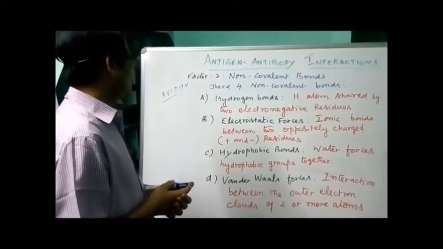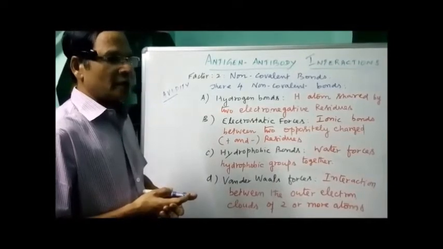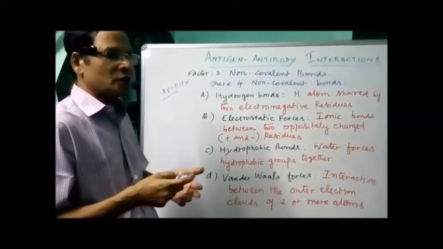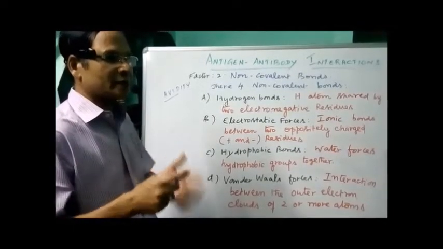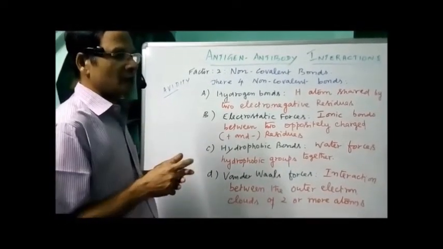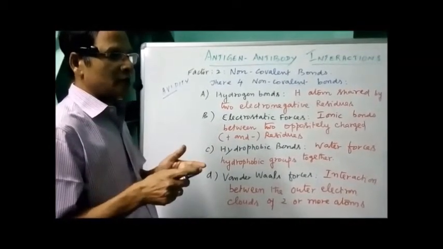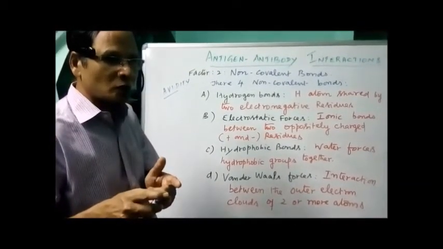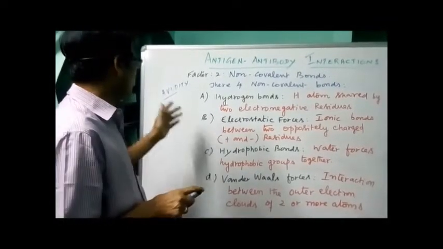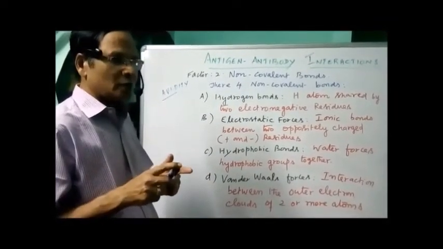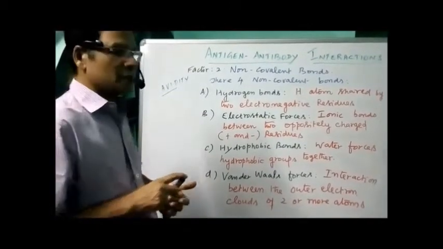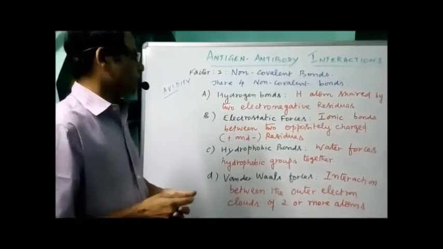For example, if you are taking IgM, this IgM has 10 antigen binding sites through which a single antibody reacts with many antigenic determinants, and that's called avidity. So affinity is different from avidity. Affinity is one antigenic determinant and one paratope, the antigen binding site. Avidity is one antibody reacting with many antigenic determinants.